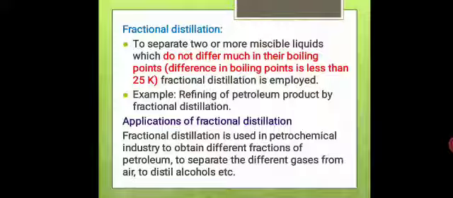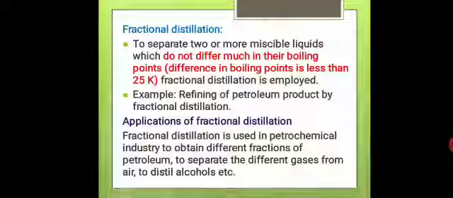So if the difference is less than 25 Kelvin and you have more than two liquids mixed up, then you can adopt this method, fractional distillation. You can refine petroleum products by fractional distillation. The same applications are used in petrochemical industries to obtain different fractions of petrol, to separate different gases from air, and also to distill alcohols.